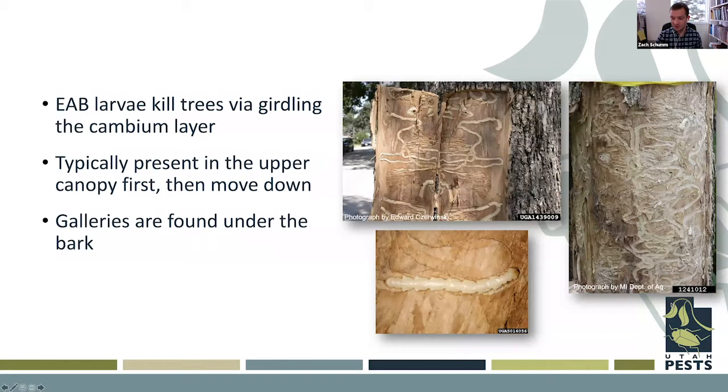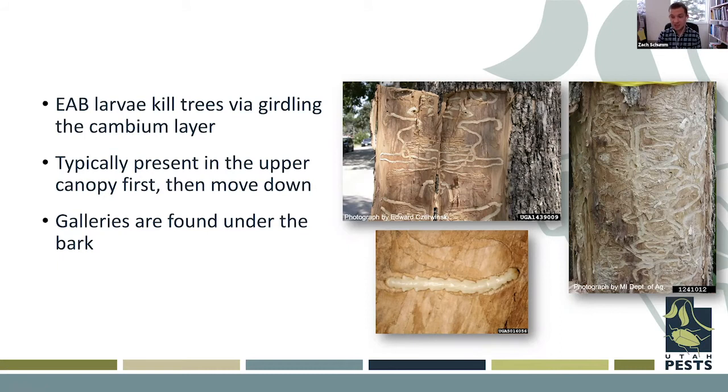So how do these larvae feed? Well, like many boring insects, they're going to leave some sort of gallery underneath the bark in the cambium layer. So with metallic wood boring beetles in general, and especially emerald ash borer, the galleries tend to be meandering. So there's not really any sort of perfect pattern to it. So if we're looking at these two examples here, we see just these meandering galleries that are kind of randomly going throughout the tree or the cambium layer.